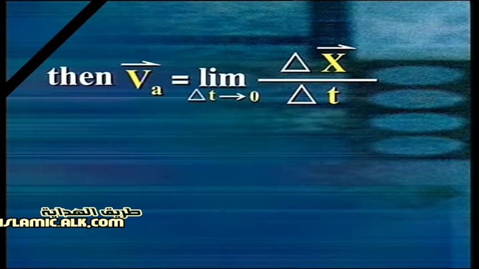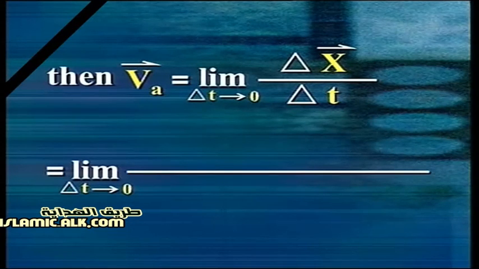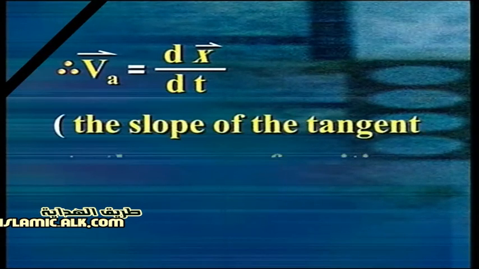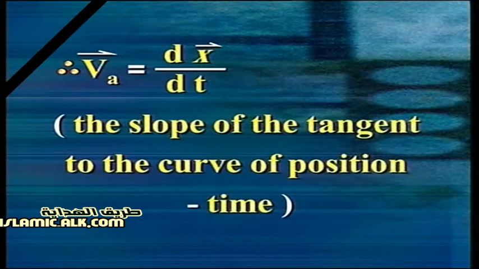Then velocity equals the limit when delta t tends to 0 of delta x over delta t. Remember, dear student, the velocity is the change of x with respect to time t, equals the limit when delta t tends to 0 of x(t plus delta t) minus x(t) over delta t. Therefore, V equals dx over dt, or the slope of the tangent to the curve of position-time.